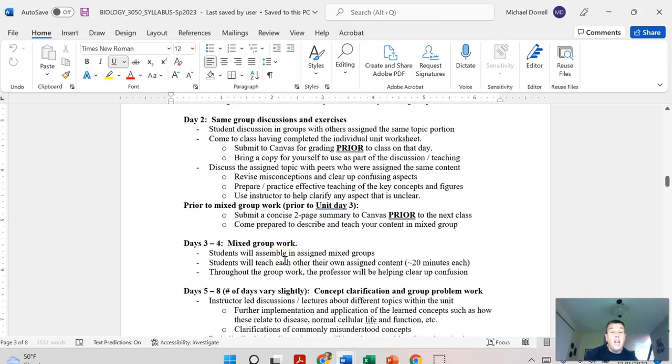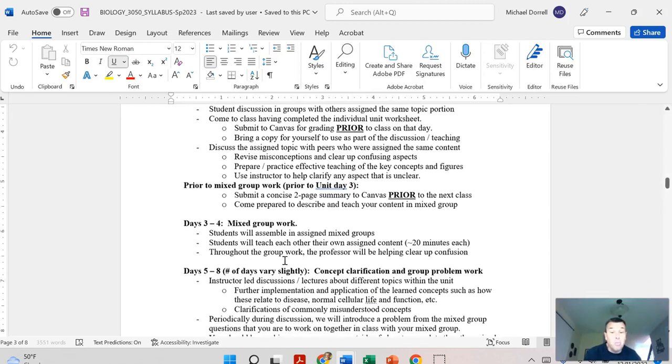Then the next 2 days of class are mixed group work. So this is where you're actually meeting in those mixed groups, and each group will have about a half hour to teach their portion to the other groups. And again, I'm walking around helping clarify misconceptions and helping apply or put this into perspective with the class and so forth. But really you're just teaching each other and learning from each other during this time.